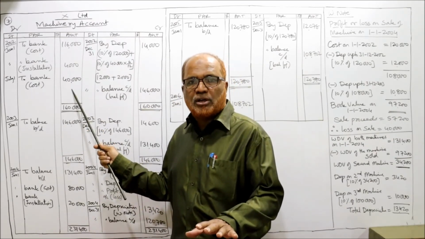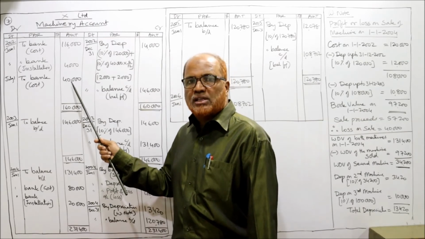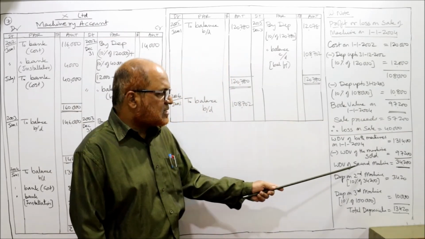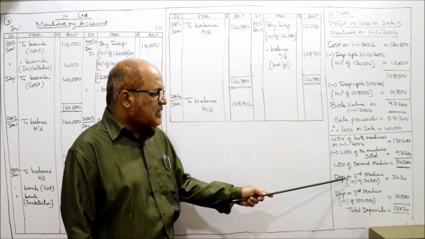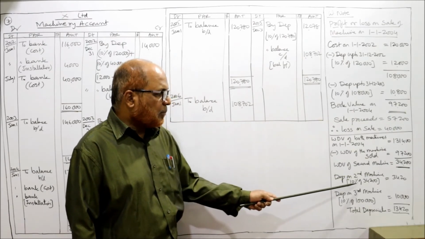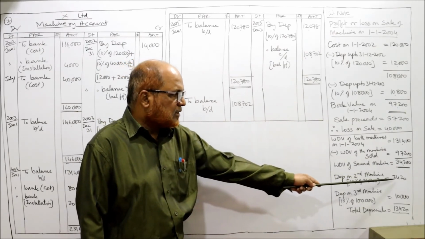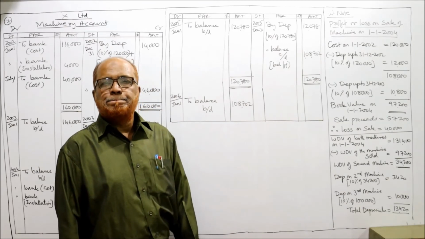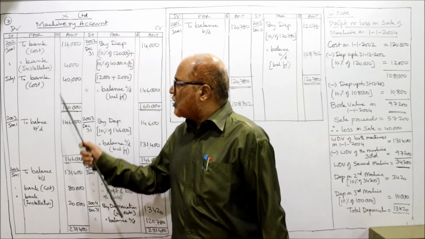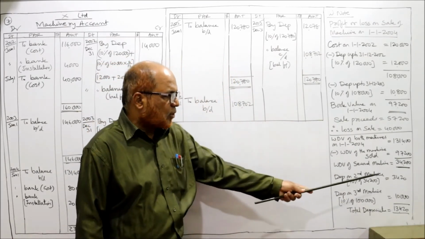We are having second machine. Now we have to provide depreciation on this second machine. So WDV is 34,200. So depreciation on second machine, 10% of 34,200, 3,420. So during this year, depreciation of this second machine is 3,420.